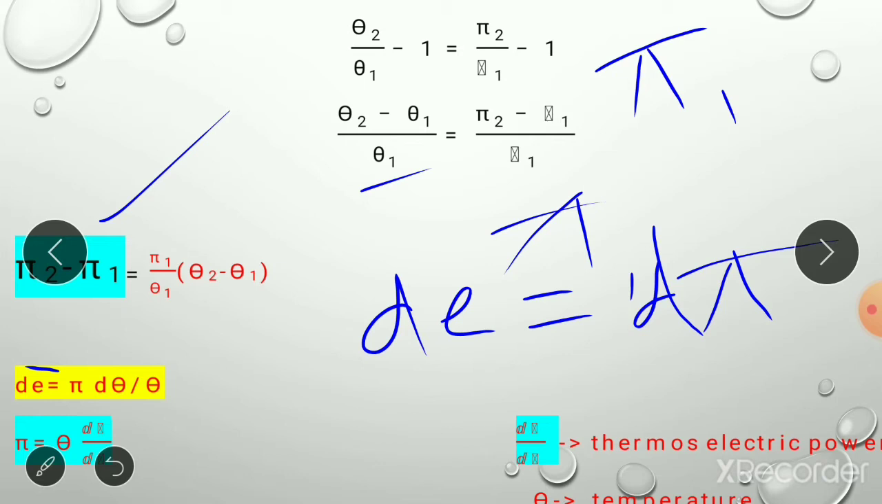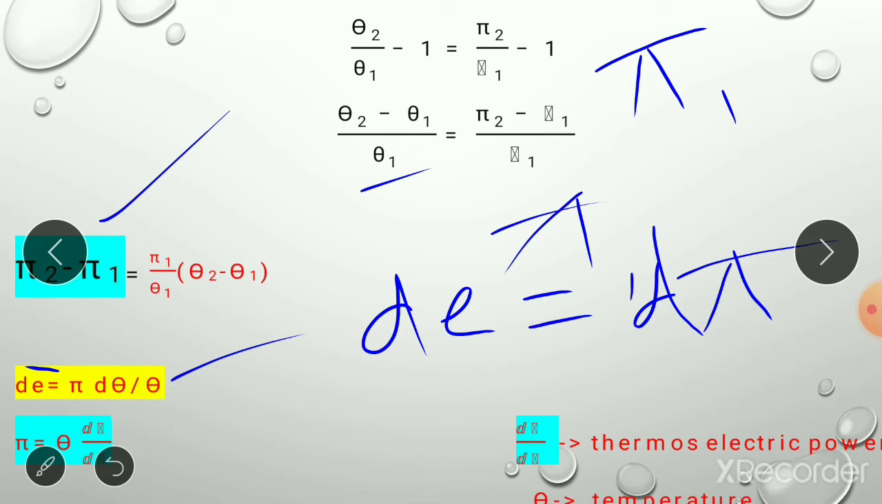You people having an idea, dE is nothing but d pi. So pi 1 is nothing but pi. Theta 2 minus theta 1 can be written as d theta. Theta 1 can be written as in generalized theta. So this is one of the relations: dE equals pi times d theta by theta. So now the relation is drawn for pi.